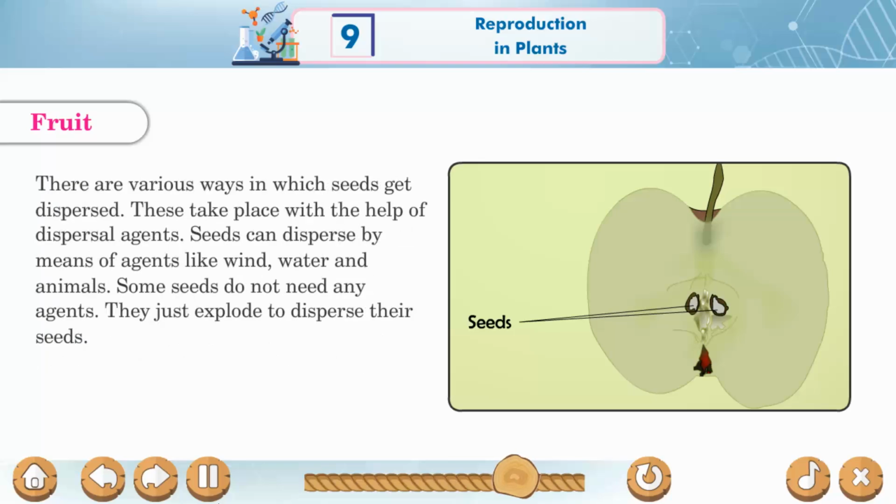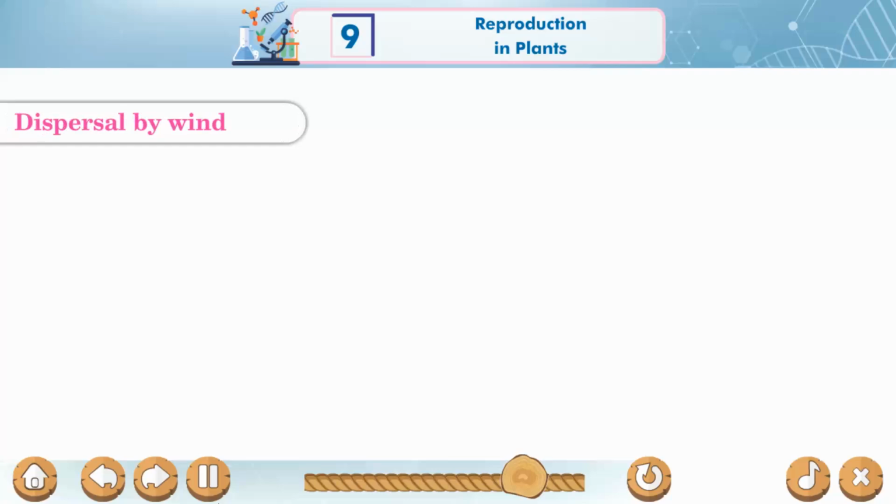There are various ways in which seeds get dispersed. These take place with the help of dispersal agents. Seeds can disperse by means of agents like wind, water, and animals. Some seeds do not need any agents. They just explode to disperse their seeds.